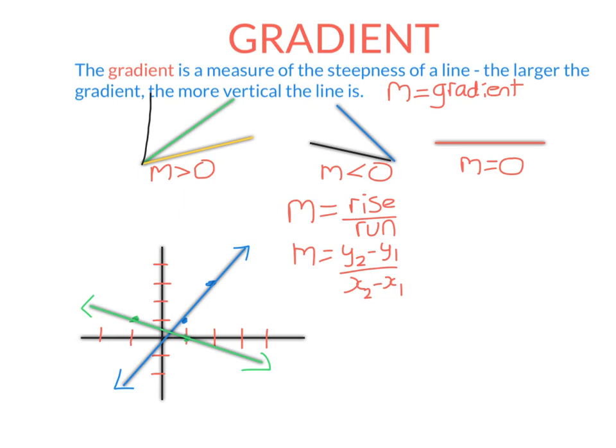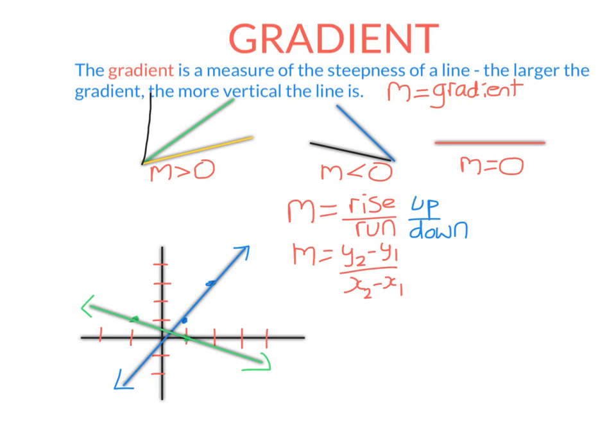Well, you can use either of these formulas. The gradient is the rise over the run. So the rise is how far you go up, and the run is how far you go across. That's what the gradient is. Another way is y2 minus y1 over x2 minus x1. So y2 is the y coordinate of the second point, y1 the y coordinate of the first point, x2 the x coordinate of the second point, x1 the x coordinate of the first point. It might not be making a lot of sense, but hopefully it will in a second after we calculate the gradient of the blue and the green lines.